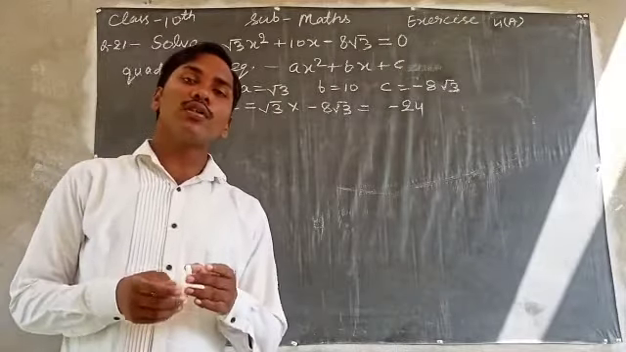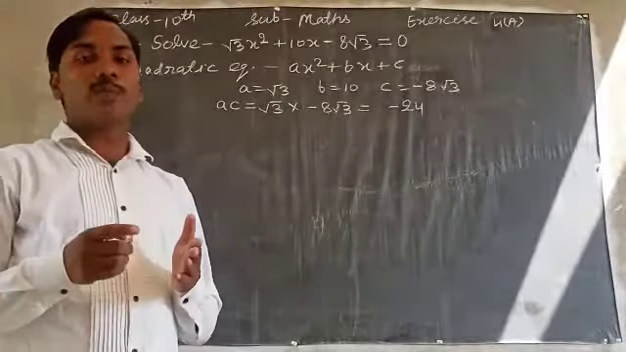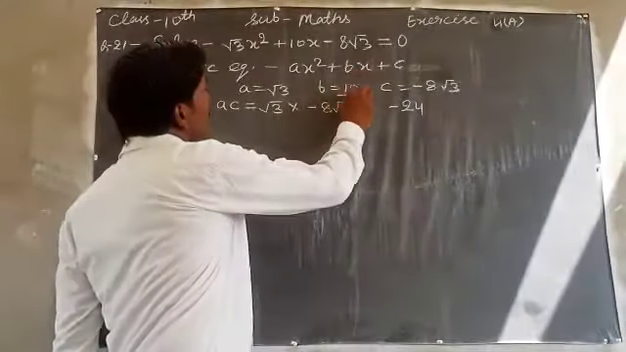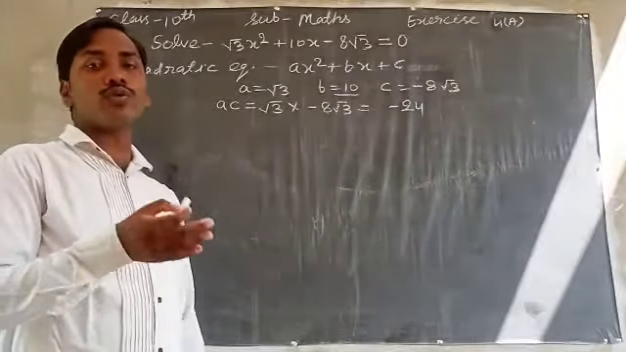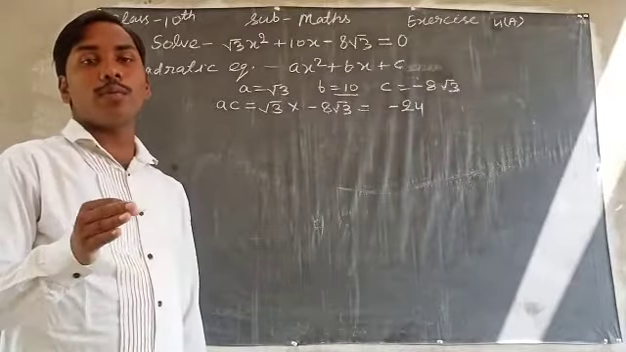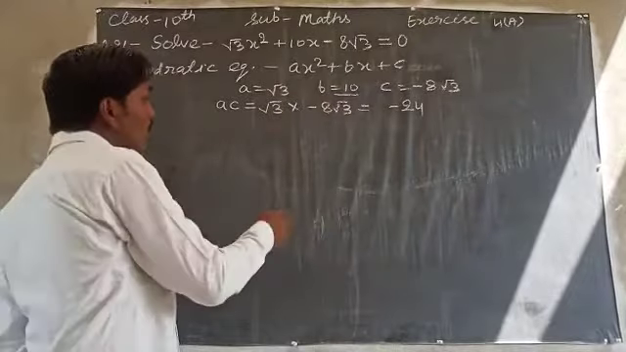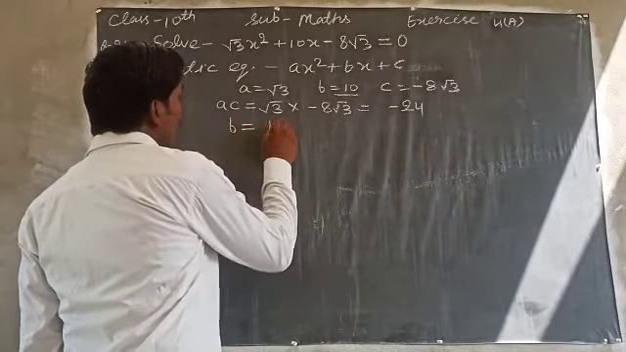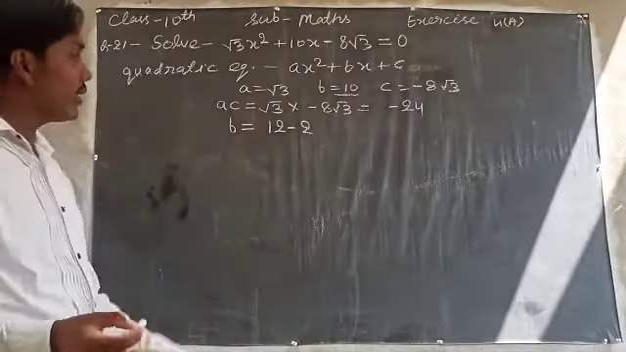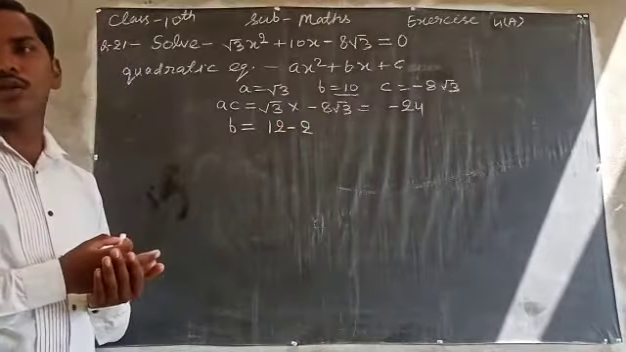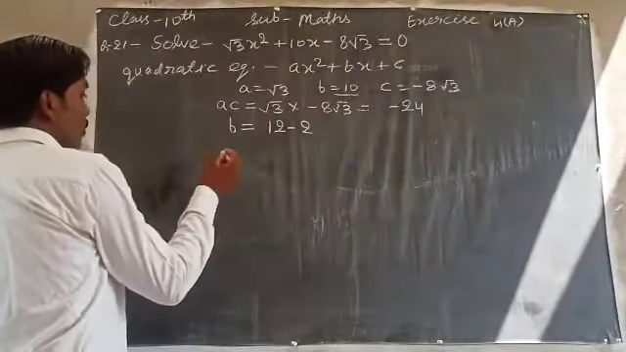As we know that for solving a quadratic equation, we need to split B, this one, in such two parts that the sum should be equal to B, but the product should be equal to AC. So B we can write here as 12 minus 2, because 12 times 2 is 24 and 12 minus 2 is 10. Using these things we will solve the question.